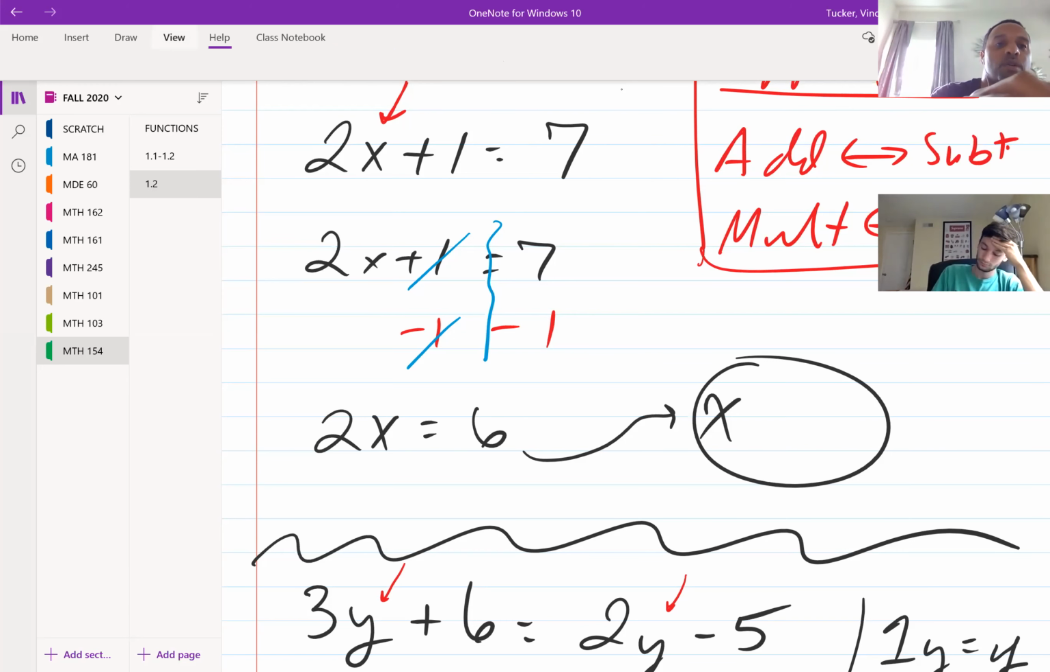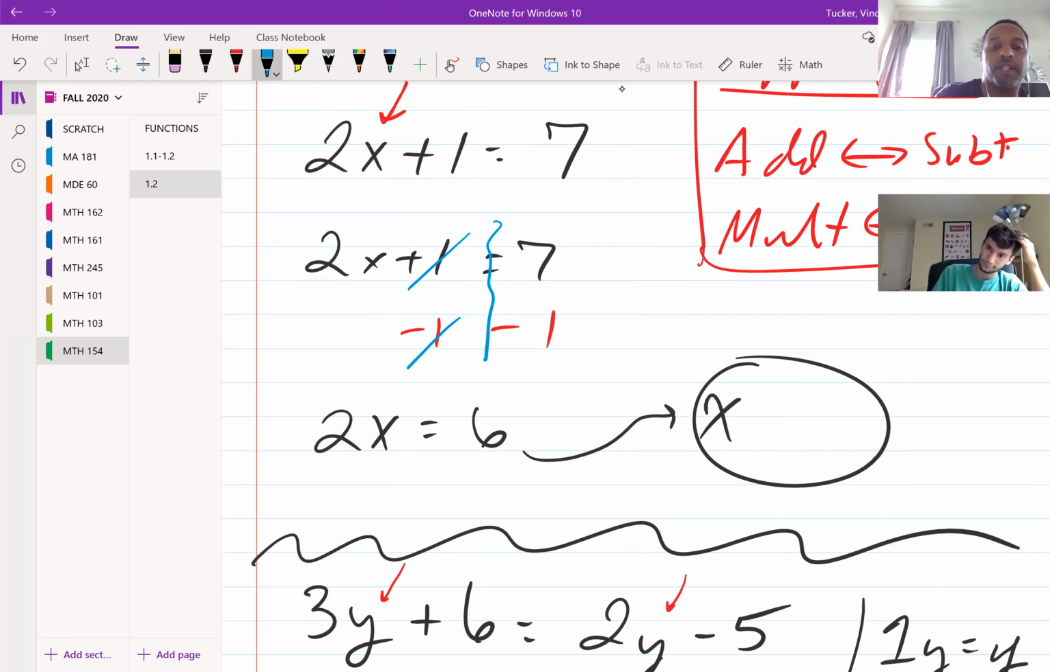Then if I want to solve for x, or finally solve for x, I will divide by 2 on both sides, and the 2's will cancel, and x is equal to 3.